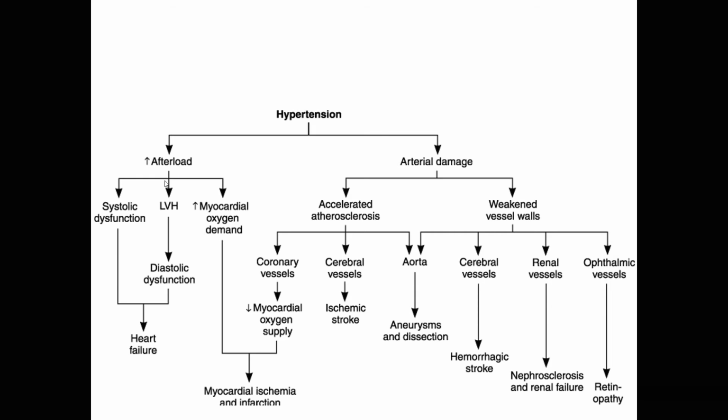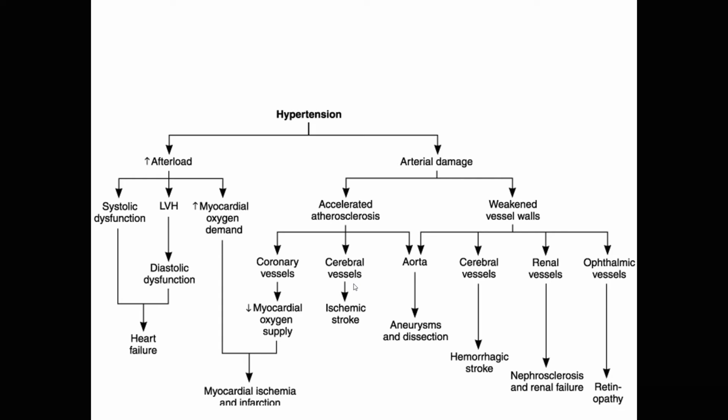The increased afterload in the hypertrophy will also generate an increased myocardial oxygen demand. This is a precondition to generate myocardial ischemia and eventually myocardial infarction. The increased arterial blood pressure also exerts an impact on arterial walls, thus causing arterial damage. First, this will cause acceleration of the atherosclerosis because of the damage of the endothelium, endothelial dysfunction, and the atherosclerosis will affect first, of course, coronary vessels, thus decreasing the myocardial perfusion and oxygen supply and creating a big risk for myocardial ischemia and infarction.